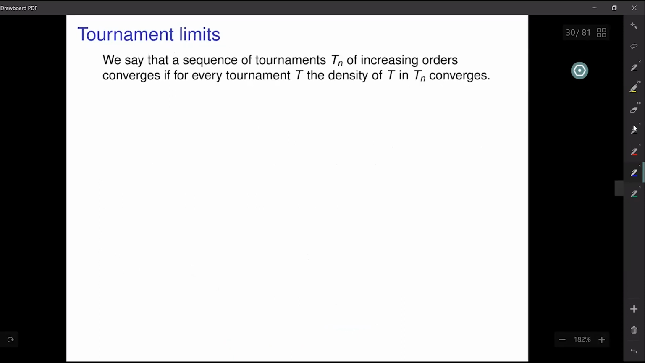So for the tournament limit, let me start with what a convergent sequence of tournaments is. If I consider a sequence of tournaments of increasing orders, I would say that it converges if for every fixed finite tournament, the density of this tournament in my sequence converges. Right? The density of one tournament in another tournament is just a number between 0 and 1. So we know when it converges. And we will say that the sequence of tournaments converges whenever this convergence happens for every tournament.